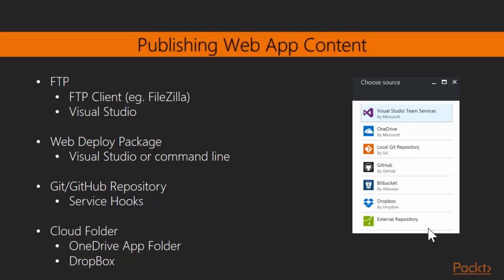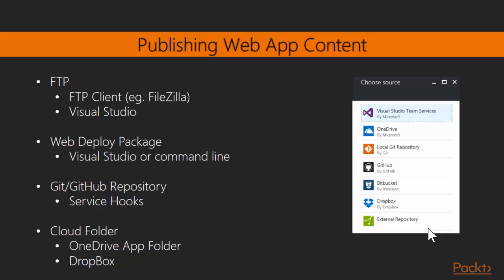You might already be familiar with the Web Deploy Package approach out of IIS when you're deploying multiple websites to multiple web servers in your on-premises infrastructure. The third approach is integrating with source control and integrating with a GitHub repository, like a local Git or Bitbucket, is another supported example. Or even an easy one is using a cloud folder like Dropbox or even the Microsoft OneDrive that I'll show you later on in a demo how this is working.